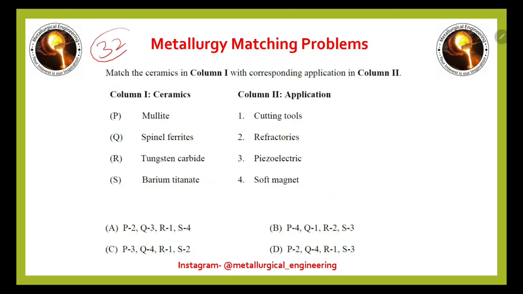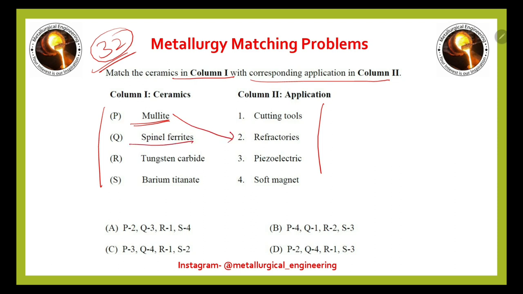This is the 32nd matching problem. So match the ceramics in column first, these are the ceramics, with the corresponding application in column second. So this mullite used for refractories, spinel ferrites, soft magnets, tungsten carbide, that is the cutting tool, and barium titanate as a piezoelectric material. So the right answer is D part, that is P2, Q4, R1 and S3.